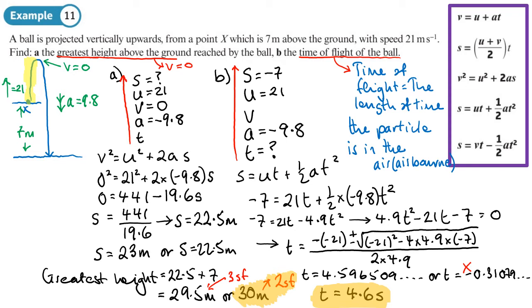Now, it's really useful after you've done a question and you've got an answer, to think to yourself, does that sound sensible? You know, if you get a time of flight of 200 seconds for a ball that's being thrown up in the air, that doesn't sound right. If I get a time of flight of 0.1 second, again, that doesn't sound right. But in the air for about 4 and a bit seconds sounds about right. Sounds like a sensible answer.